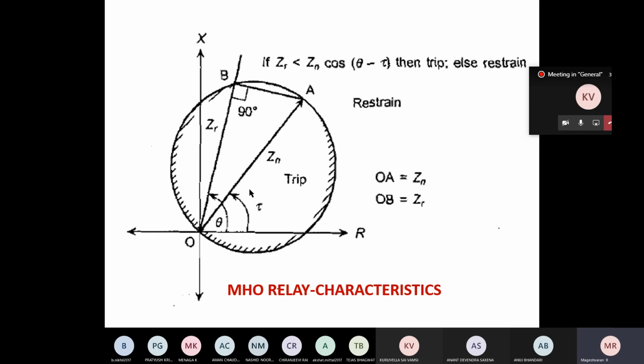So previously I told that the chance of operation of this relay during the power swing is less. Why is it less? What is the reason? It is because the trip region which it is covering is so small as compared to the simple impedance relay and the reactance relay.